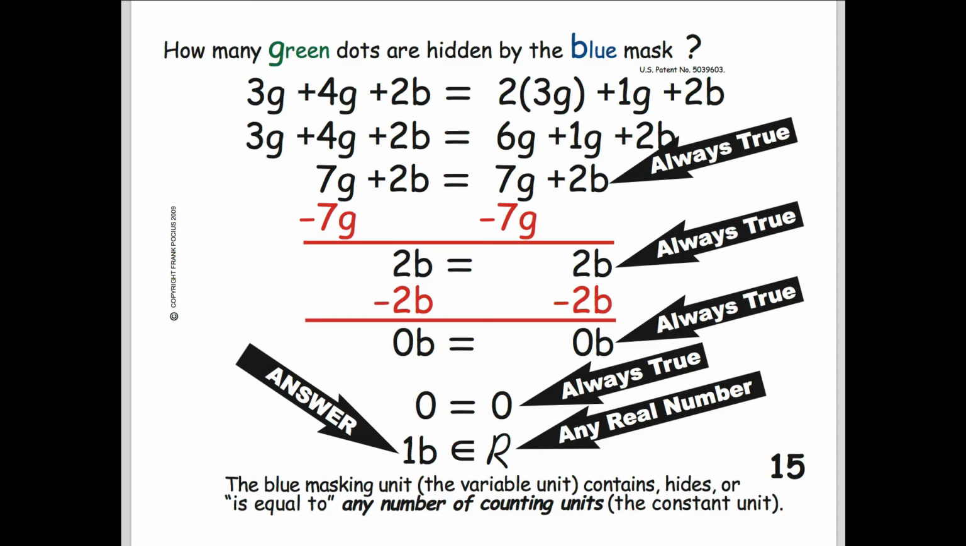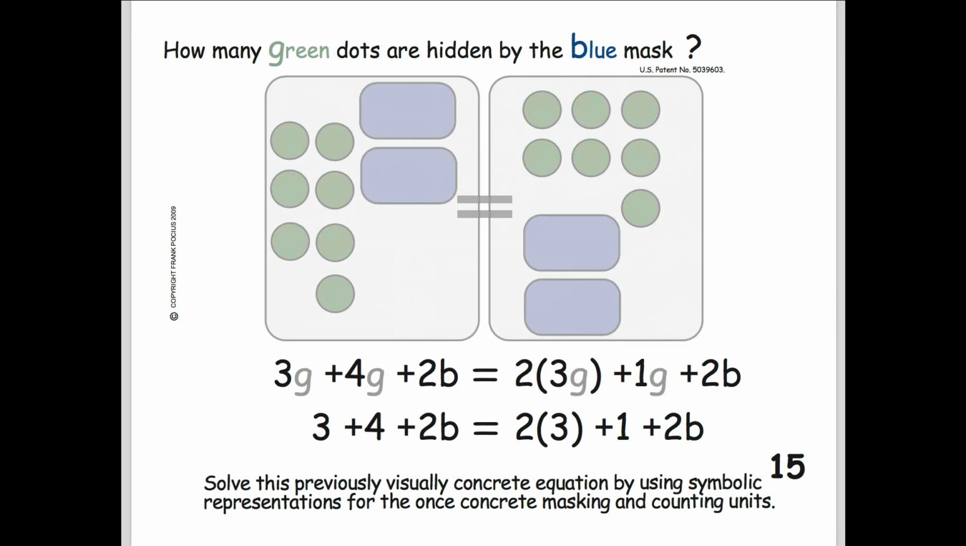The blue masking unit, the variable unit, contains, hides, or is equal to any number of counting units, any real number. Solve this previously visually concrete equation by using symbolic representations for the once concrete masking and counting units.